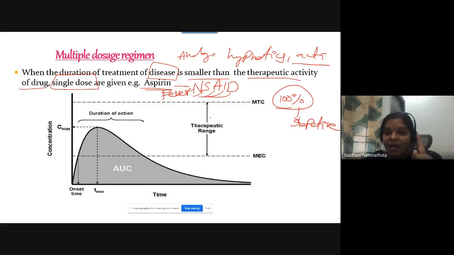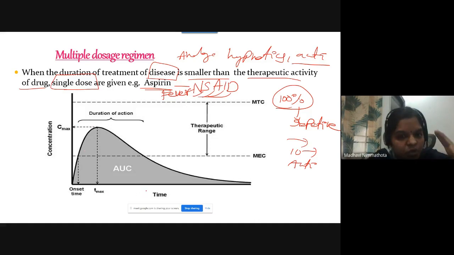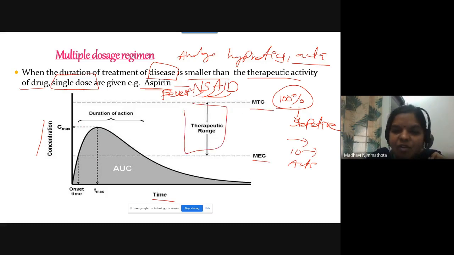You might have observed in your own cases also, whenever you get a fever, the doctor will suggest you take the drug up to 1 week or 10 days along with the antibiotics, right? So how will the action of this drug be? When you take the plot between time versus concentration, the drug can efficiently produce its pharmacological effect in between the minimum effective concentration and the maximum tolerable concentration. That will be nothing but your therapeutic range.